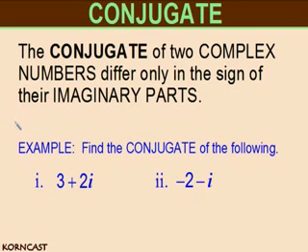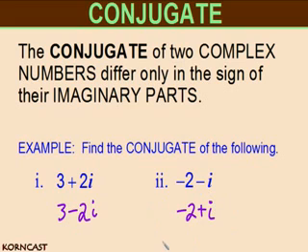Now, this concept is so easy. For example, find the conjugate of the following. Now, in conjugates, the sign only differs with the imaginary part, which in this case is a positive 2i. So, the conjugate of 3 plus 2i is 3 minus 2i. Like I said, super easy stuff. The conjugate of negative 2 minus i, well, again, the sign differs only in the imaginary part. So the conjugate of negative 2 minus i is negative 2 plus i.